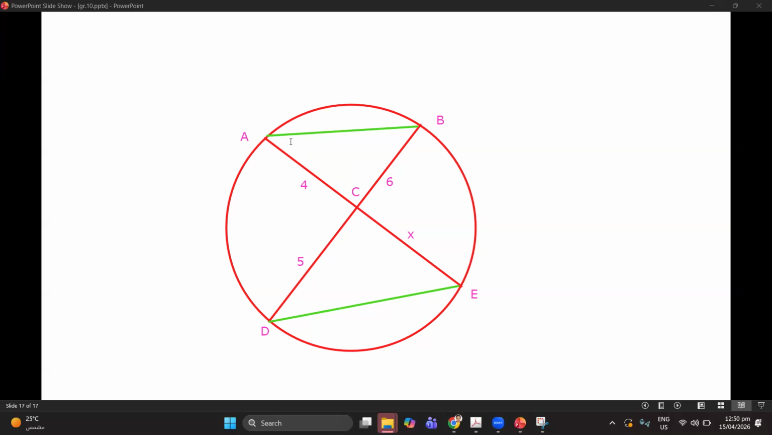Teacher, is C the center of the circle or no? No, it's not the center. The center is another point. Here is the center.